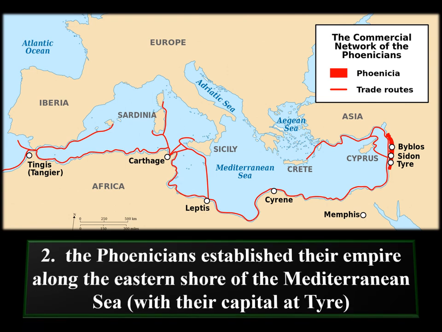The Phoenicians had established their empire along the eastern shore of the Mediterranean Sea with their capital at Tyre. You see on the right hand side of the map here where Tyre is located. This, of course, was an area also that had been occupied by the Israelites, Hebrews, Jews. And so the Phoenicians had been neighbors to the Israelites for many years.